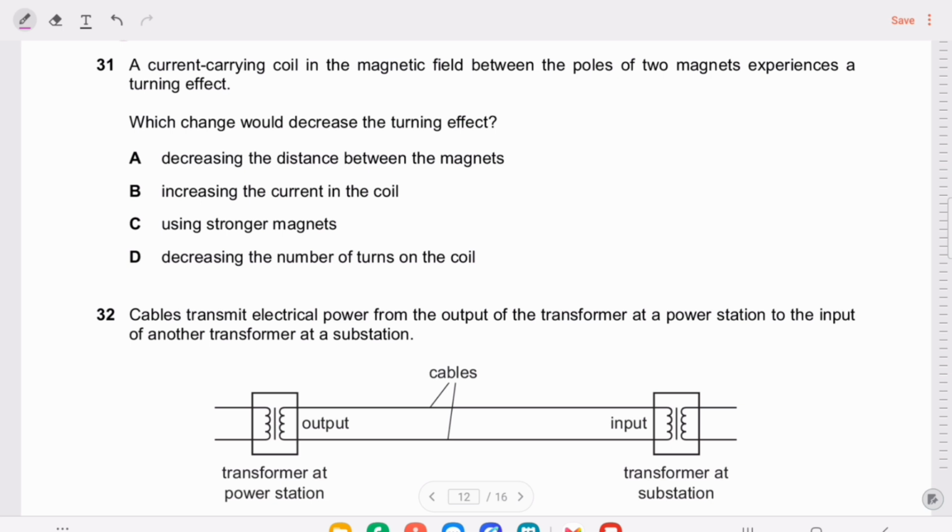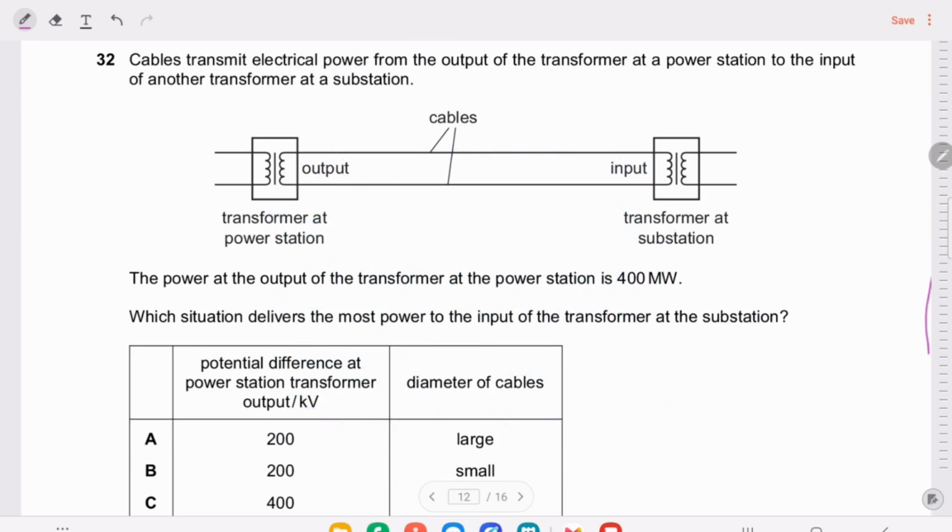So which change would decrease the turning effect? Decreasing the number of turns on the coil would decrease the turning effect. Cables transmit electric power from the output of the transformer at the power station to the input of another transformer at the substation.